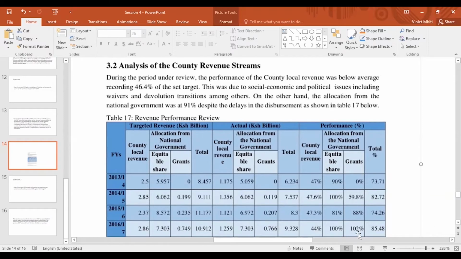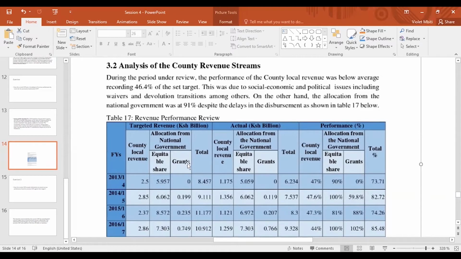With regard to county local revenue, these are the taxes that are imposed on the citizens who are residing in that particular county, the different types of taxes. And then equitable share, you remember that there was a big discussion late last year regarding equitable share, how much will go to each county. So this is what they were referring to. Like Machakos has a certain allocation that it has to get.